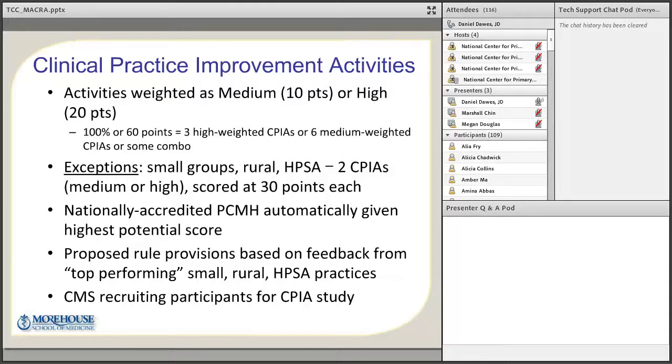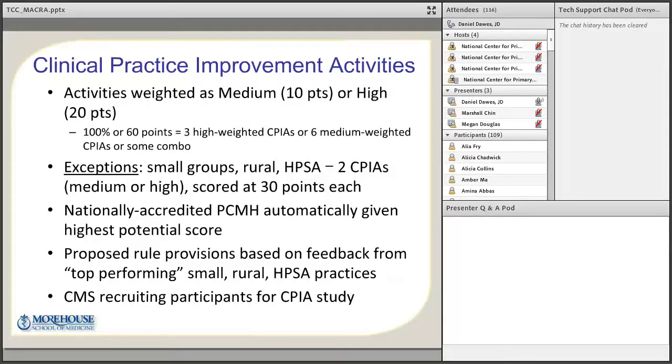So very pleased that they at least took that into consideration, but there are some issues, though, that we're looking at in terms of the regulators surveying higher performing small groups, rural clinicians, and HPSA clinicians, instead of also surveying the average and lower performing clinicians, because these folks are the ones that tend to serve the poor and sicker patients. Again, nationally accredited PCMH will automatically be given the highest potential score, so opportunities for folks there to check that box.